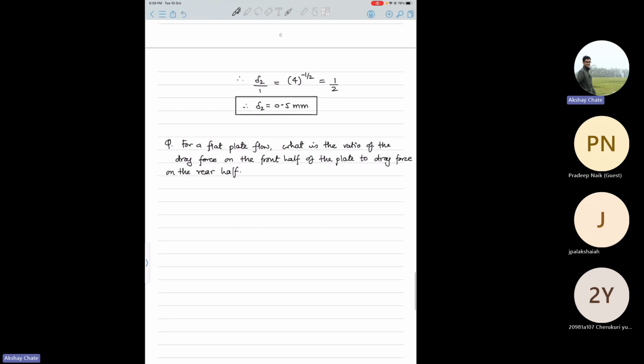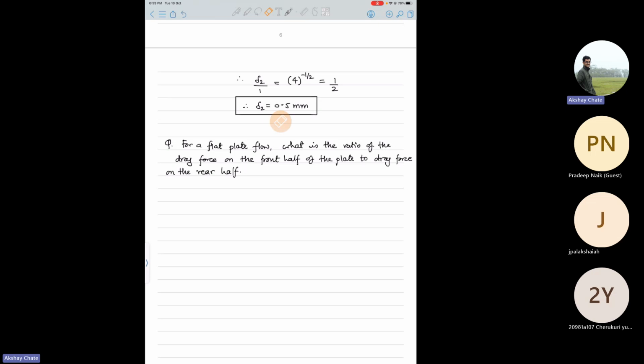So basically there is a flat plate of length L, and for the first 0 to L by 2 there will be some drag force, right? And for the last L by 2 to L there will be another drag force. That is what is asked in the question, the ratio of those two. So now this is another type of question. So in that case, you have to again think of it this way.